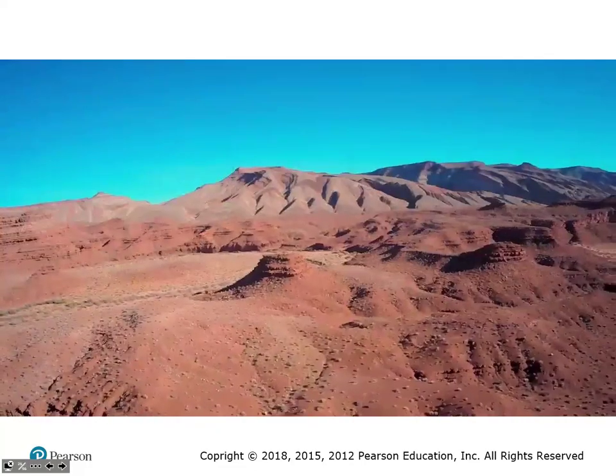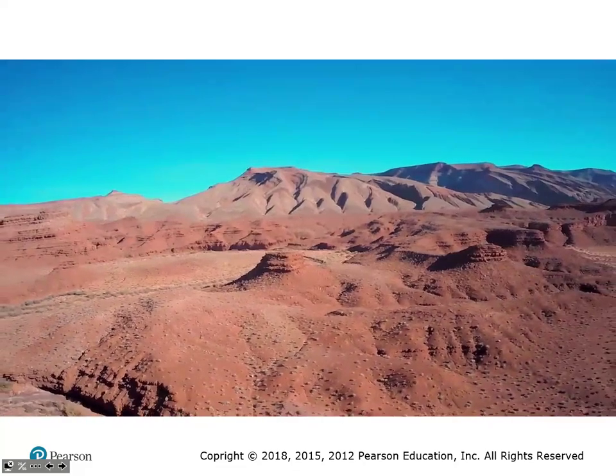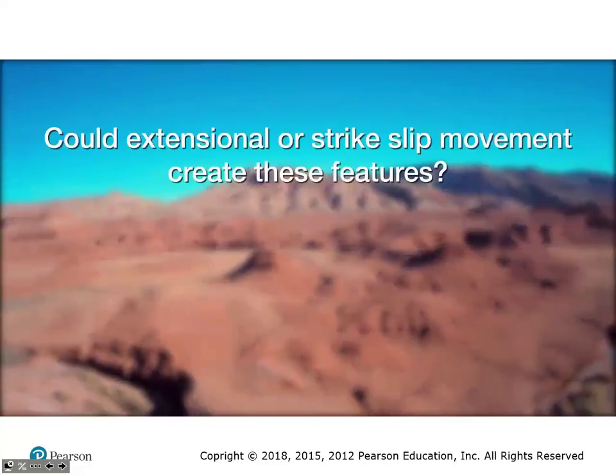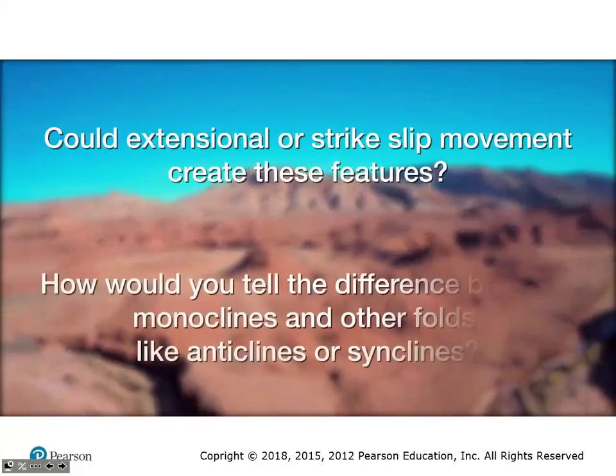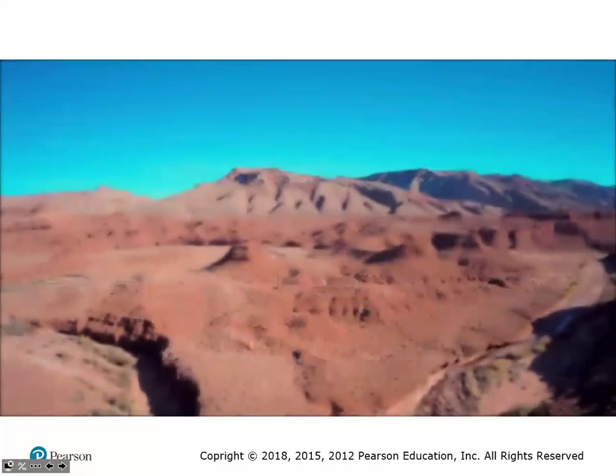To review, monoclines are large regional step-like folds in otherwise horizontal sedimentary rocks. Could extensional or strike-slip movement create these features? How would you tell the difference between monoclines and other folds, like anticlines or synclines?